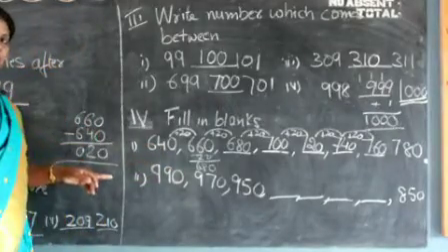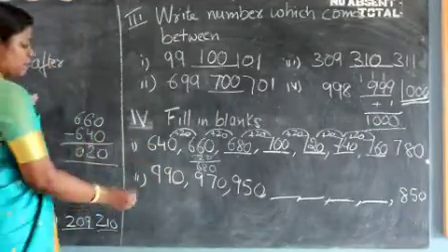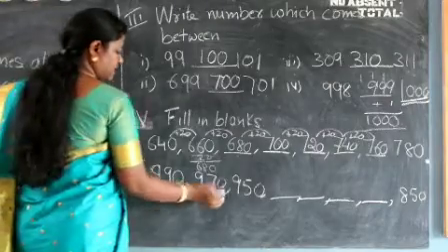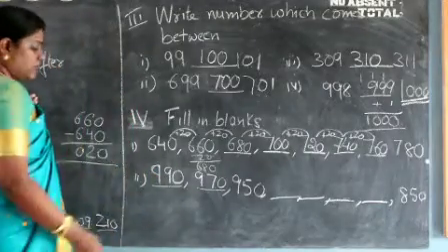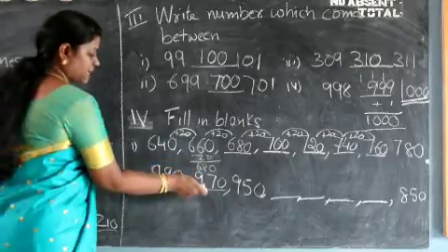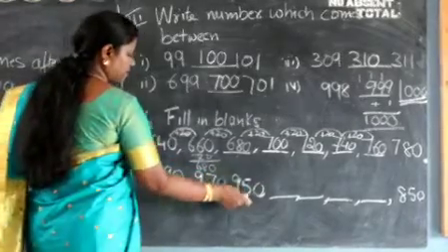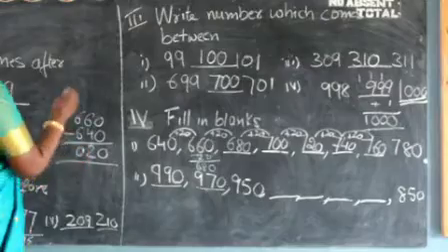Now look at the second one. It is quite different. Why? Because 990 is bigger than 970. So what is happening over here? We see that the first number is bigger than the second number, and the second number is bigger than the third number. So let us see what is the relationship between these two.